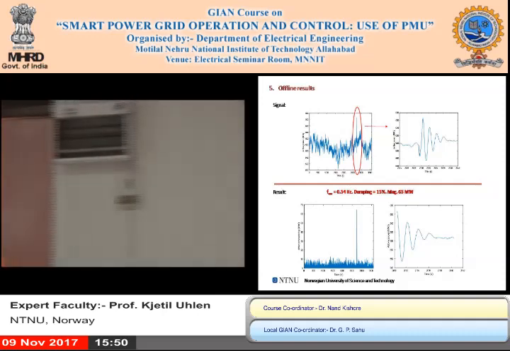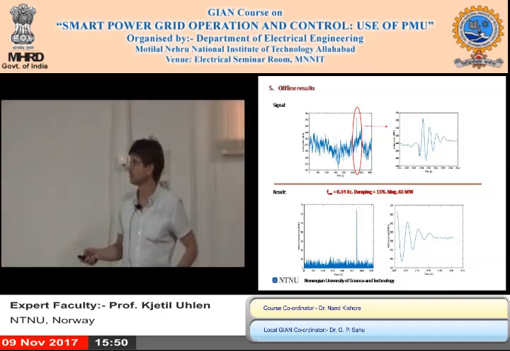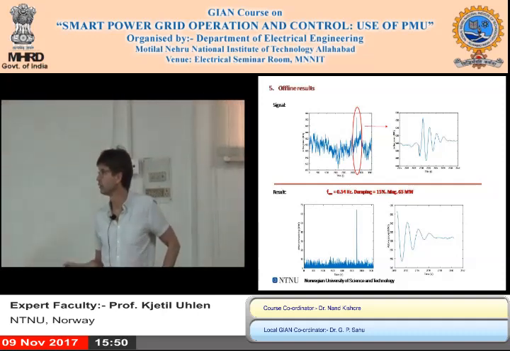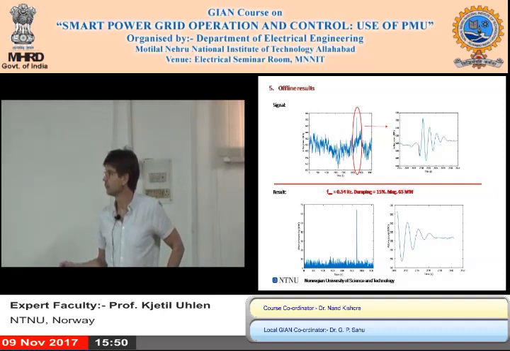And this is also implemented in an application in the same way. And this is just an example of real measurements with the power transfer here of around 600 megawatts.